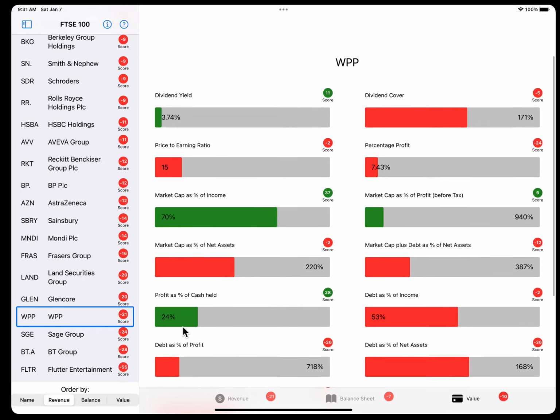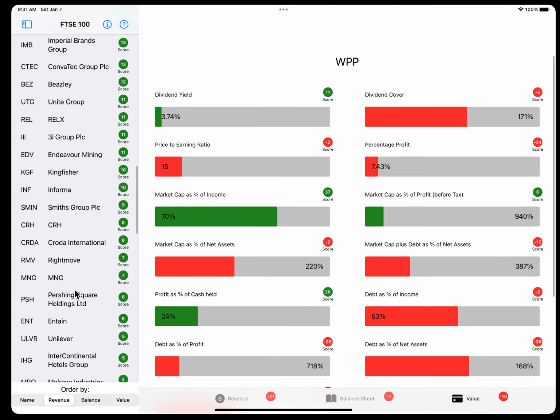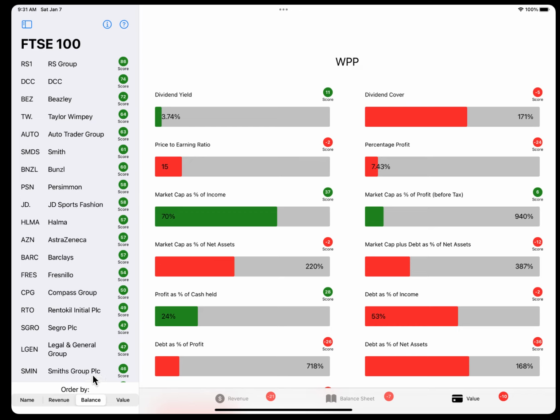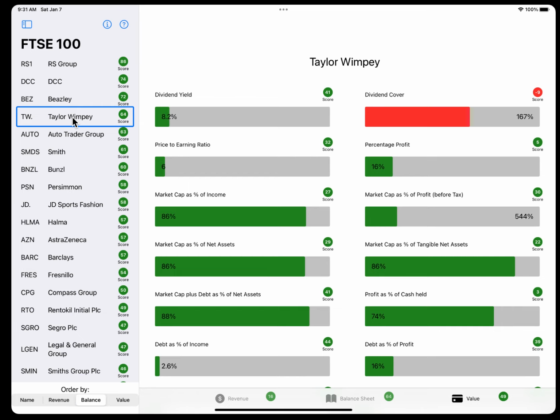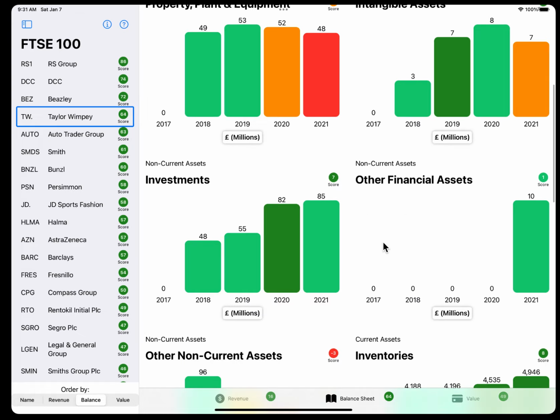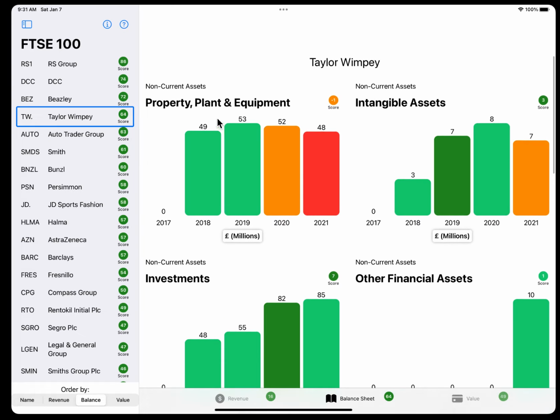Lots of red there. So that's ordering the companies based on revenue, but we can also order based on how the balance sheet looks. And as you can see, a company like Taylor Wimpey, which is a building company, they've got a very good balance sheet, which building companies often do. They don't tend to have an awful lot of debt. But you can see that, sorry, we're doing this by balance sheet, so I'll put it onto balance sheet.